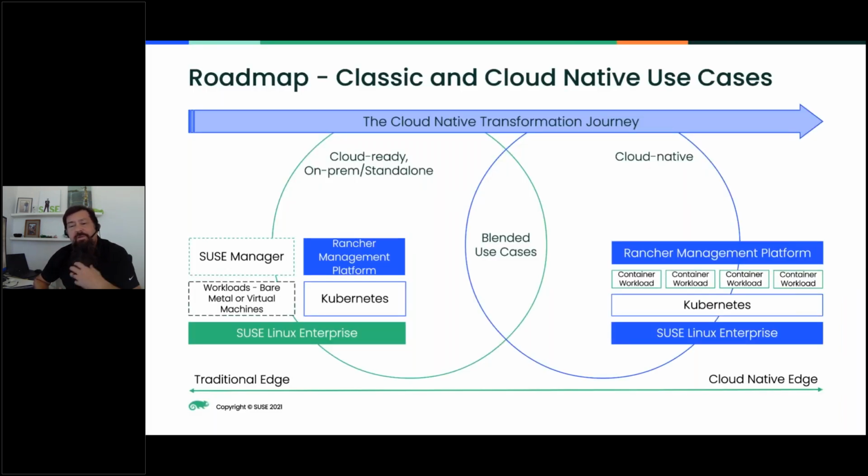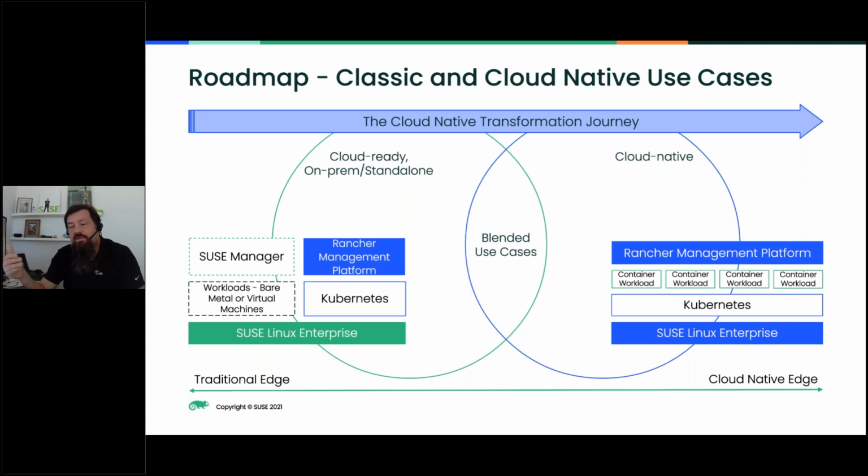So we talked about the traditional edge. We've talked a little bit about the cloud native edge. What we're seeing talking with our customers like Home Depot, BMW, Deutsche Telekom is all of those guys are really a mix of these needs. They have traditional edge components and they have cloud native edge components. And so what we're finding is more and more of our customers really are falling into that blended use case in the middle of this Venn diagram.